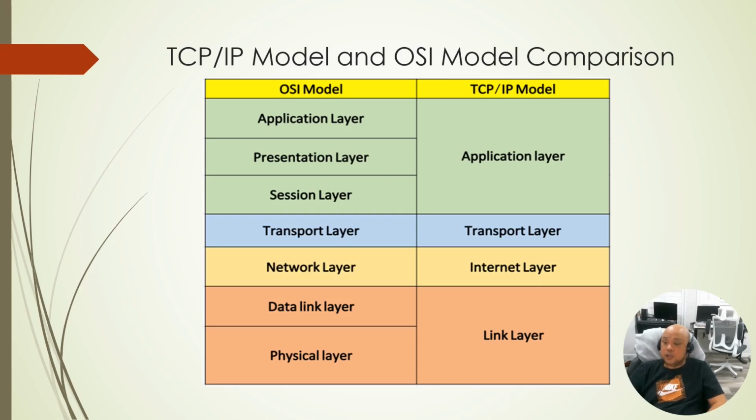The internet layer in TCP/IP corresponds to OSI's network layer, handling routing and addressing with IP. Finally, TCP/IP merges OSI's session and presentation layers into the application layer, which manages both users' applications and the related session and data handling tasks.